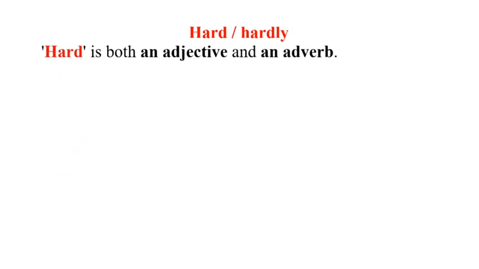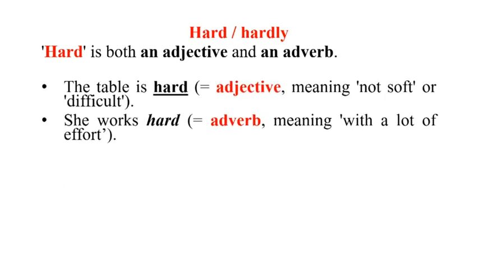Hard or hardly. Hard is both an adjective and an adverb again. The table is hard. It's meaning not soft. It can also mean difficult. Ali difficult je više kad je neko težak kao karakterna osobina. Ne možemo to reći za table. So the table is hard. Vjerojatno je tvrdog drveta.